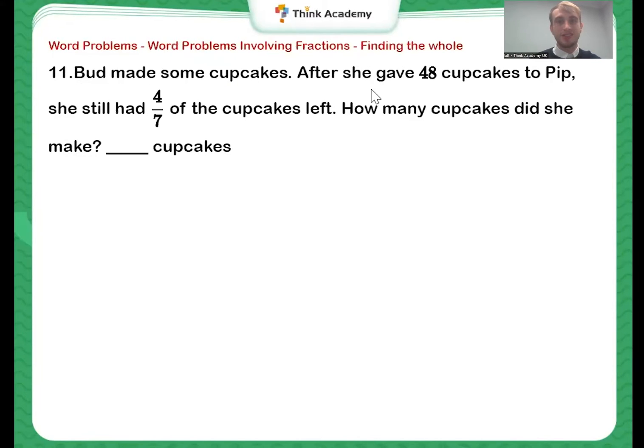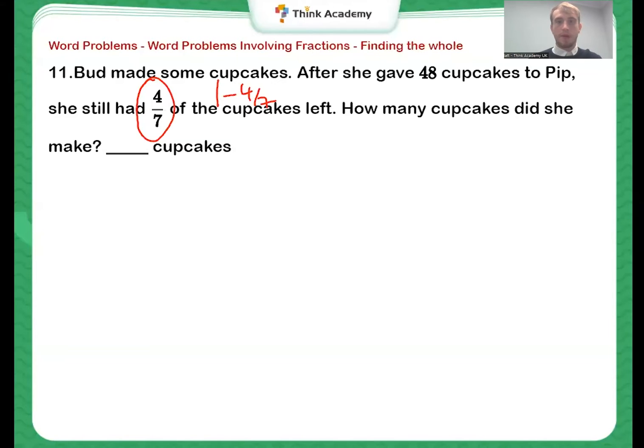This one, just the trick, in case it helps you, and this will give you a clue, is that this number, the 48 cupcakes, is not represented by this fraction here. That's how much of the fraction we had left. The fraction she gave away is 1 minus 4/7. So that's the trick to that question.